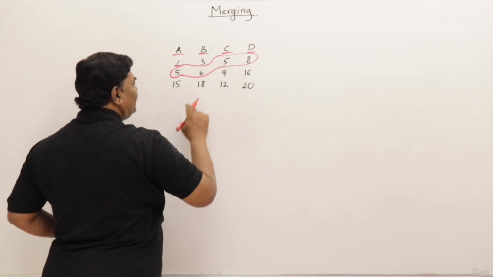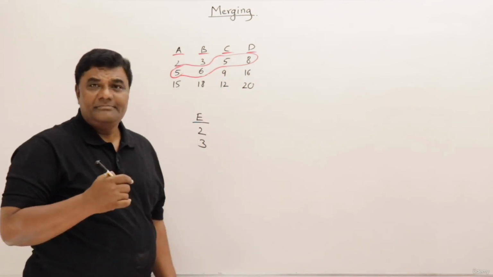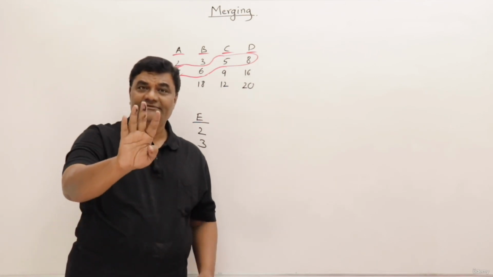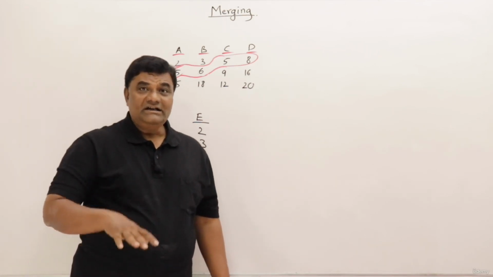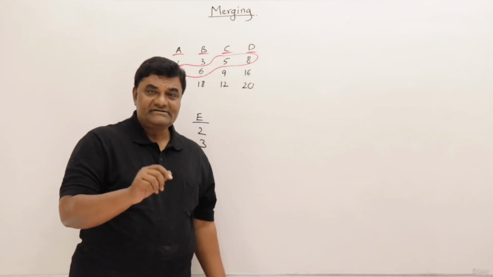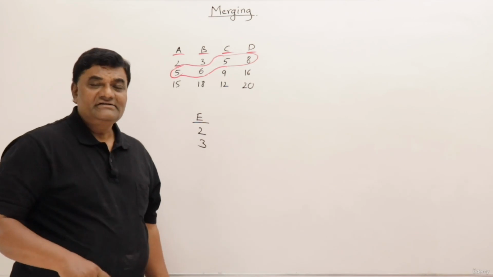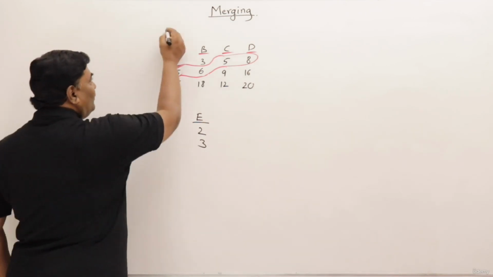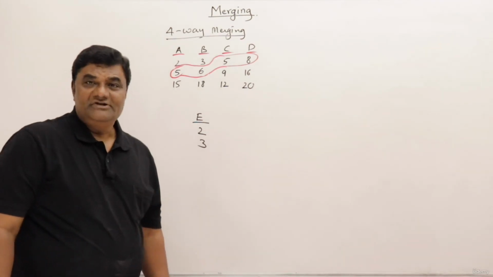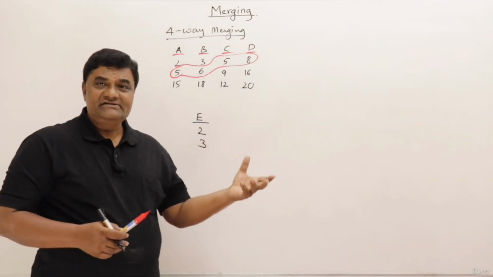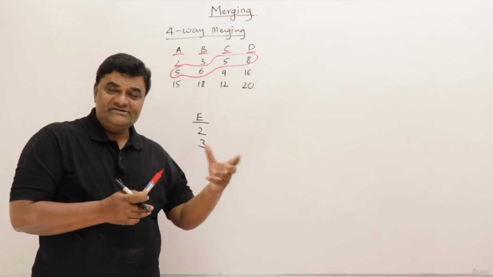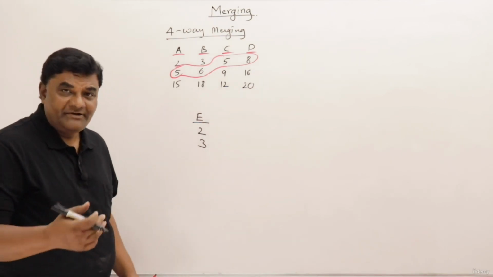So these 4 elements. It means we are comparing one element from each list. So at a time we are comparing 4 elements, and we are trying to merge all 4 lists together. If we are doing this, then it is called 4-way merging. This method is called 4-way merging. So if there are 5 lists, then 5-way merging. If there are m lists, then it is m-way merging.